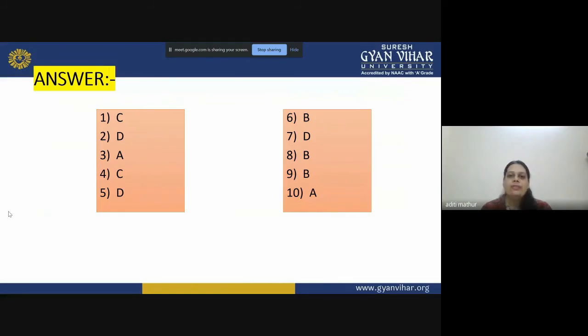For question 5, it was D. For question 6, it was B. For question 7, it was D. Question 8, the correct option was B. Question 9, the correct option was B. And for question number 10, the correct option was A.